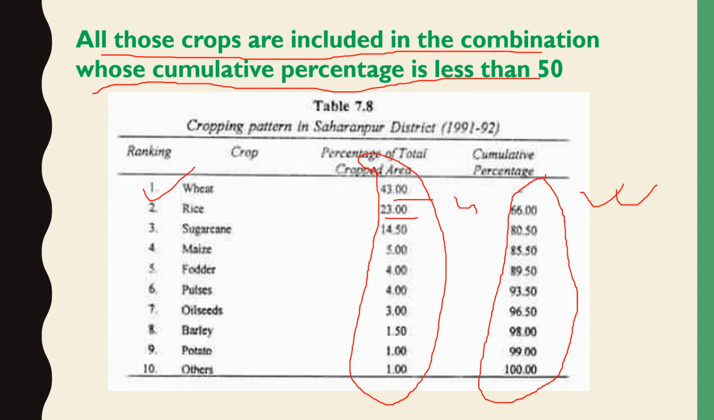43 or 23. Total 66%. This is higher than 50%. But according to Doi, all those crops are only included whose cumulative percentage is less than 50. So it can be said that in this region, nearly monoculture type cultivation is occurred. Because only one crop occupies 43% of cultivated area.